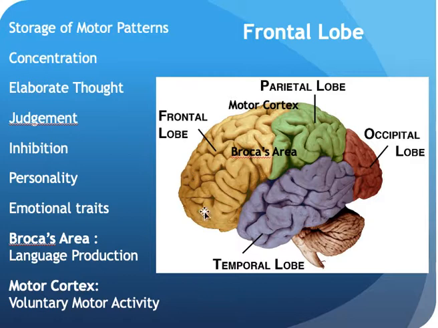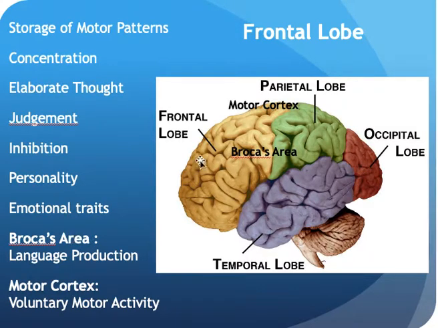So we have our frontal lobe here, parietal lobe, occipital lobe, temporal lobe. You can see I get this motor cortex, I get this Broca's area. You want to know which special parts are in each lobe, and then I just want to have a general understanding of what the functions of all these lobes are, and you just have to memorize them. Okay, so frontal lobe: storage of motor patterns, concentration, elaborate thought, judgment, inhibition, personality. A lot of times you'll find that lobes have similar jobs in common, so you're going to be able to group them together and make them a little easier to remember.